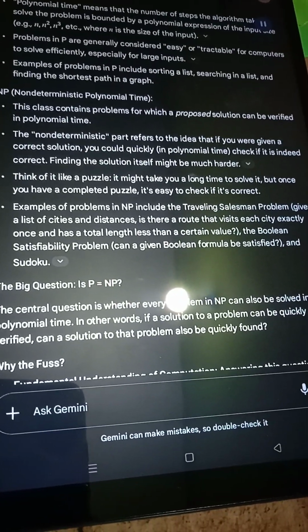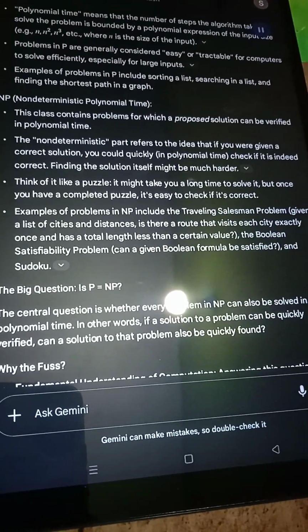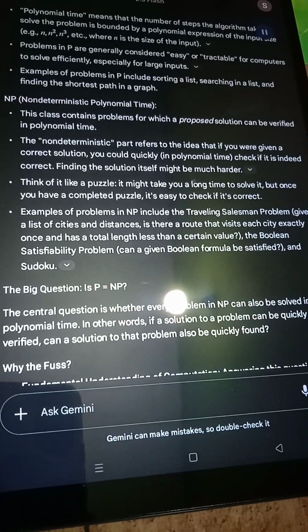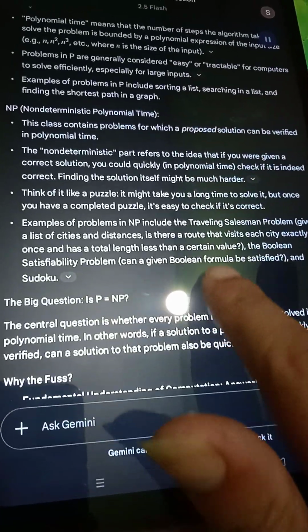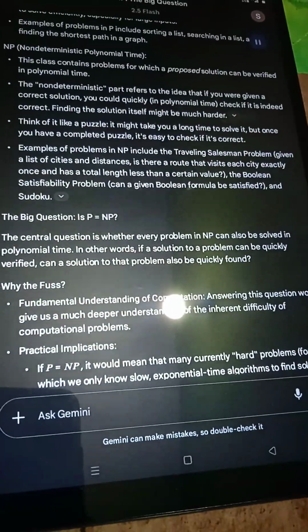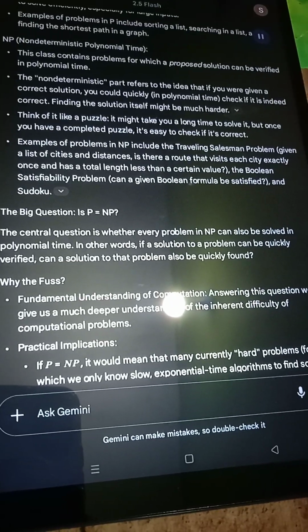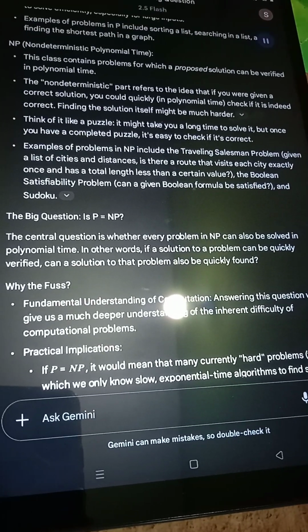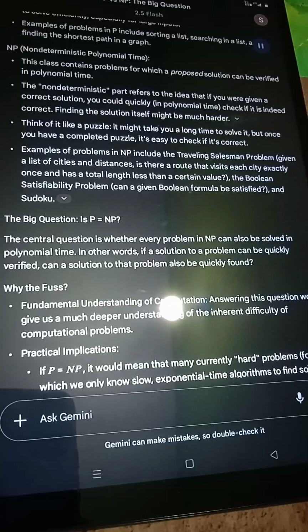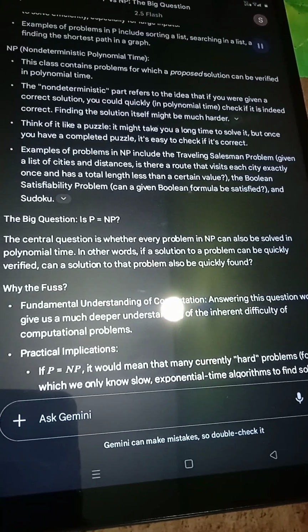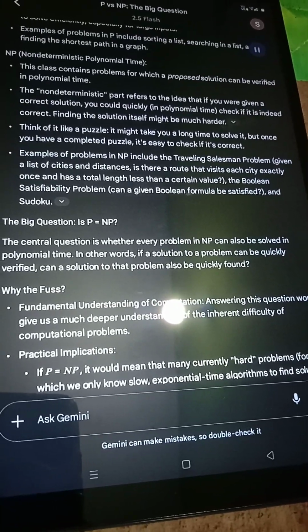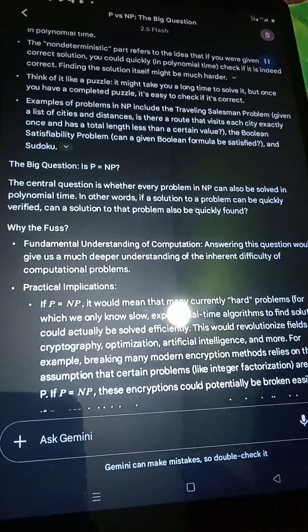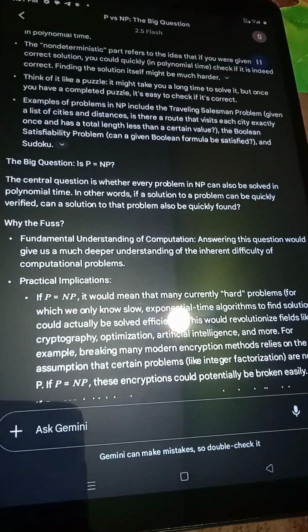Examples of problems in P include sorting a list, searching in a list, and finding the shortest path in a graph. NP: non-deterministic polynomial time. This class contains problems for which a proposed solution can be verified in polynomial time. The non-deterministic part refers to the idea that if you were given a correct solution, you could quickly, in polynomial time, check if it is indeed correct. Finding the solution itself might be much harder.